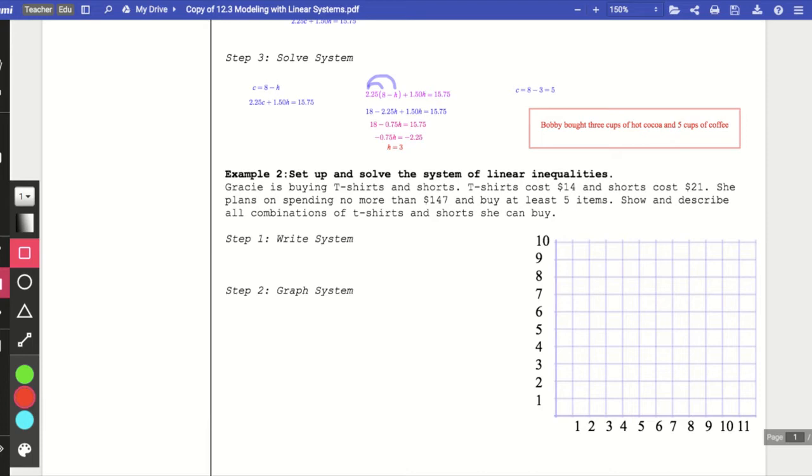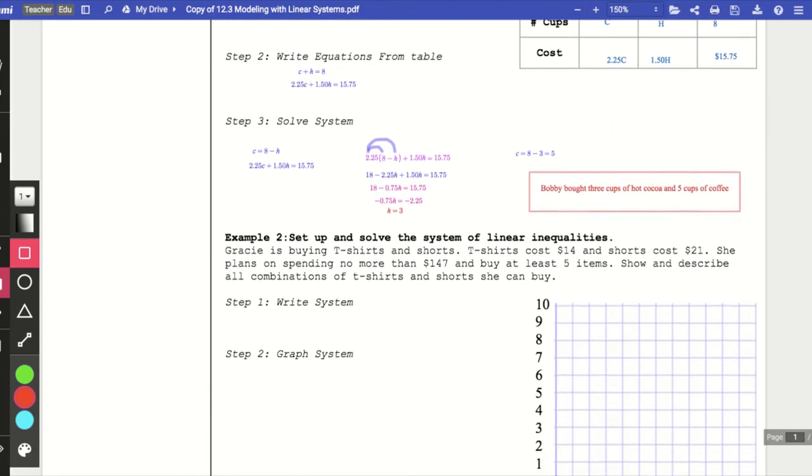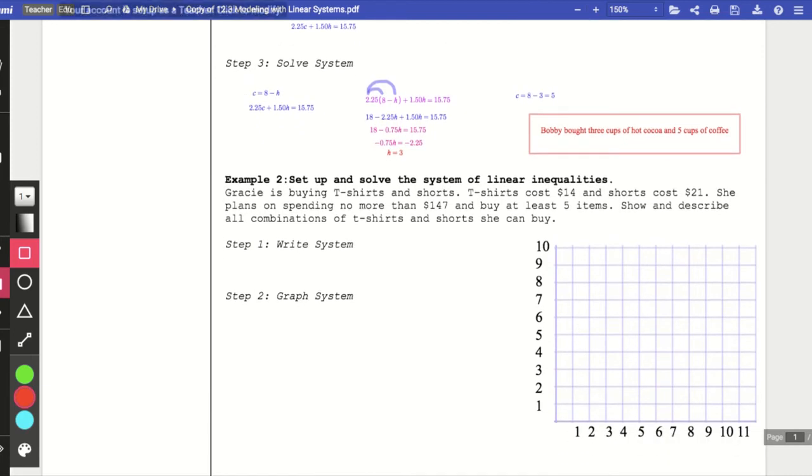So we know from the example that t-shirts cost $14 and shorts are $21. Again, she doesn't want to spend more than $147, and she wants to buy at least 5 items, which means she's not getting just 1 item. She's going to buy at least 5. So right now, we just need to start by writing our system of inequalities. We're going to use the same setup we used last time, but we're going to forego the table and just go straight into the equation.